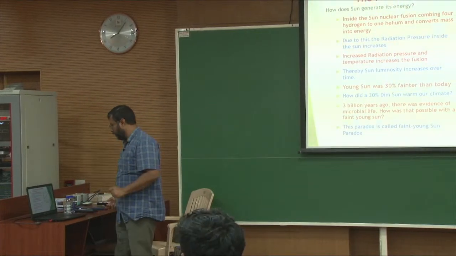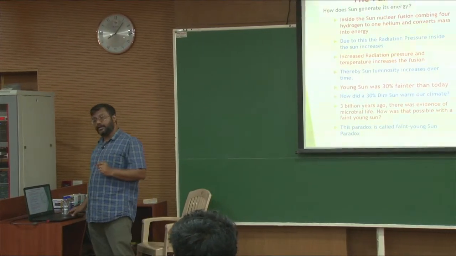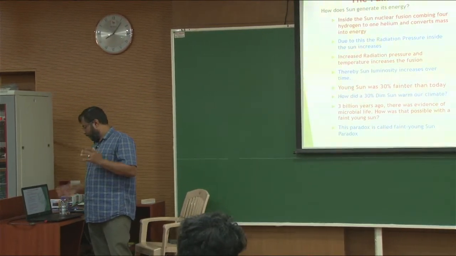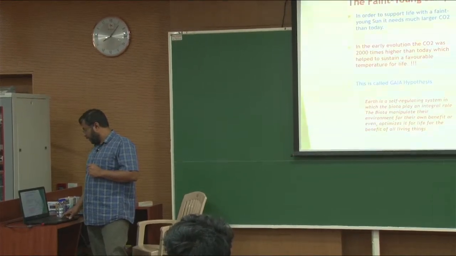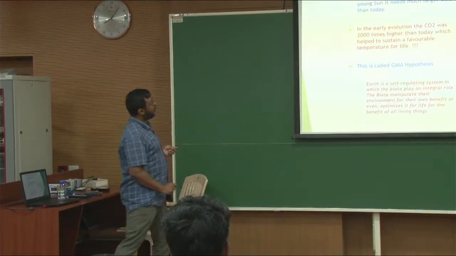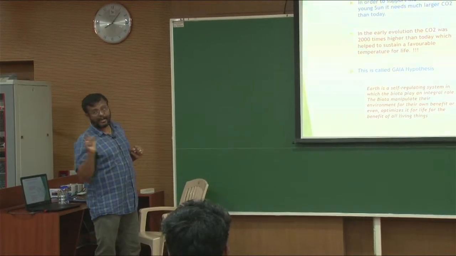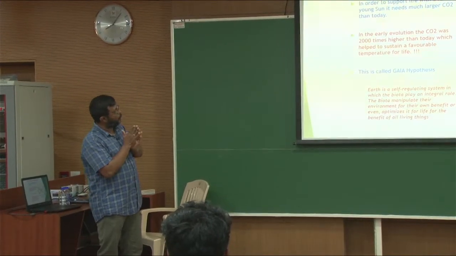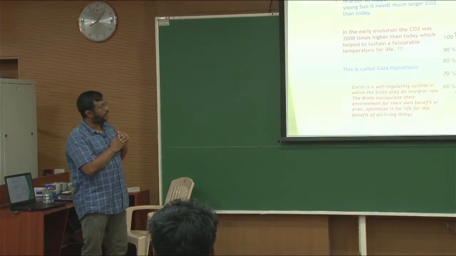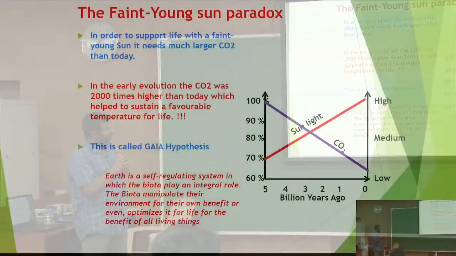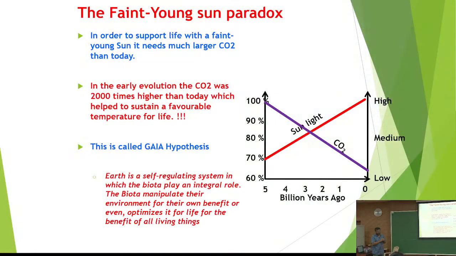So that is why we say that the early atmosphere might have had a large amount of CO2, and this is the Faint Young Sun paradox. In order to support life with a faint young sun, it needs much more CO2 than today, and indeed there was roughly 2000 times higher CO2 in that day, which is what the Gaia hypothesis says: that the earth is a self-regulating system in which biota play an integral role.